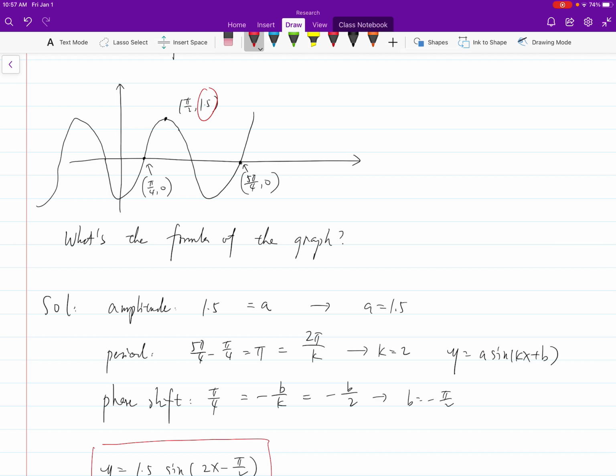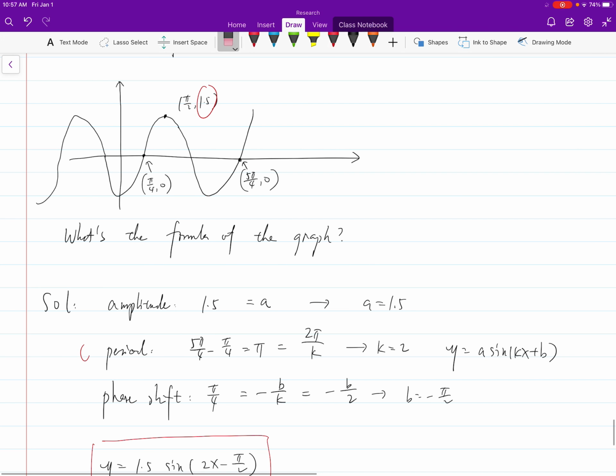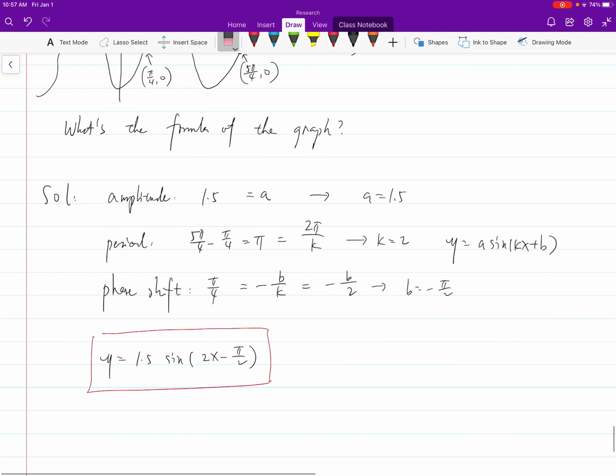Amplitude is easy. Period is not hard. One thing to keep in mind is that to do the phase shift, you need to know both k and b, which you cannot solve right away until you have finished finding k from the period. So, period first. Once you know k, you can go ahead and try to solve the phase shift. If you reverse the order, you don't have enough information if you start with phase shift first.